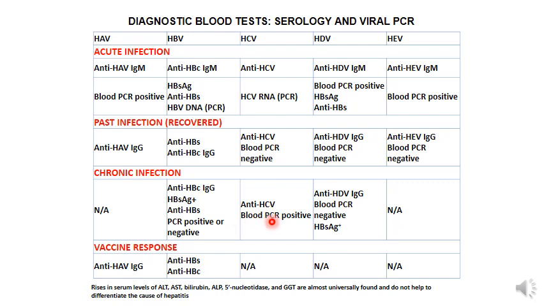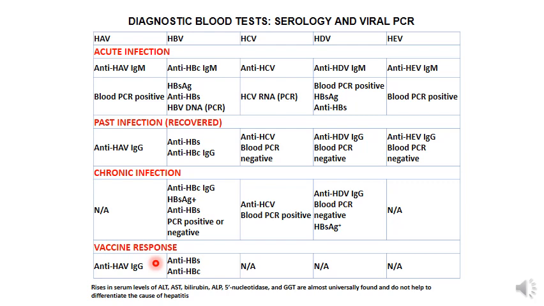In case of hepatitis C virus present, PCR is positive. So still the patient for a long period of time may be harboring the virus in his blood. So he is infectious or she is infectious. Same thing here, anti-hepatitis D virus antibody IgG and the blood PCR is negative or hepatitis B surface antigen positive.